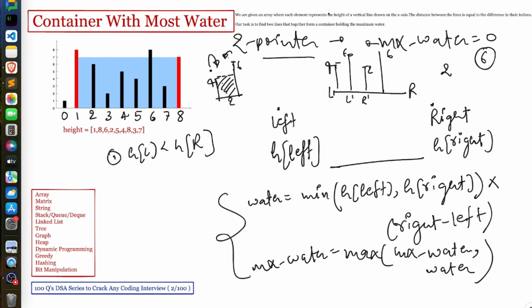The left pointer in the sense that you always move the pointer that has the minimum height, because your area is limited by the minimum height. So I hope you understand this problem.